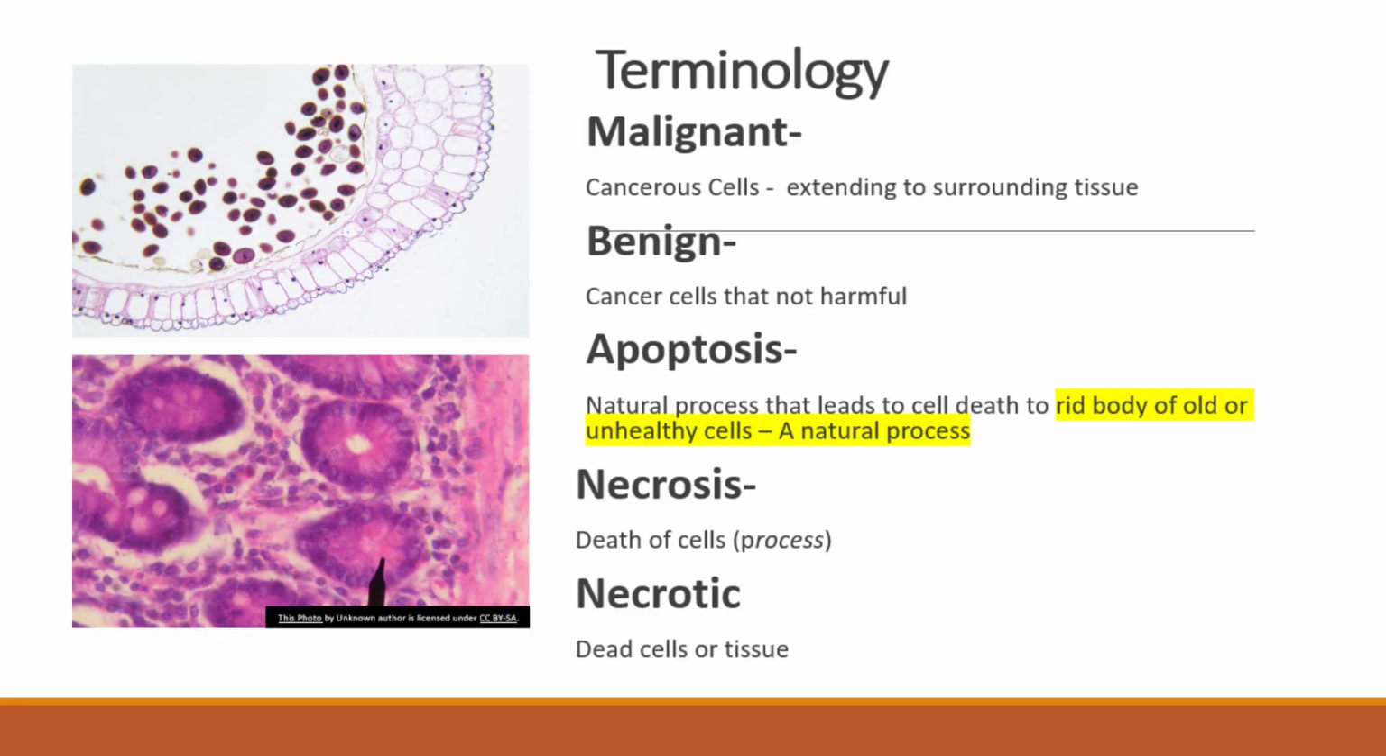Understanding terminology like malignant, apoptosis, and necrosis is crucial. Malignant cells are cancerous cells and extend into surrounding tissues. Benign cells are cancer cells that are not harmful. Apoptosis is a natural cell death process used to rid the body of old or not healthy cells. Necrosis refers to the death of cells. When we say a tissue or cell is necrotic, we mean it is dead.